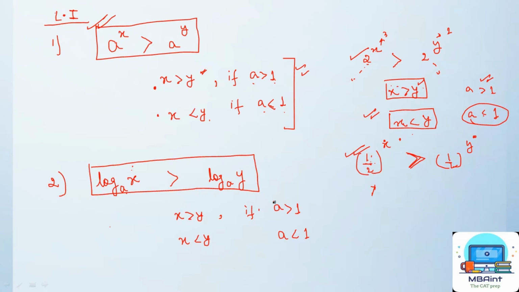So let's quickly take an example and see how much sense it makes. Now let's take the first condition into the picture. If I have log 2 x here and log 2 y here, I naturally know that in order to make this side the bigger one, I need to have x greater than y.